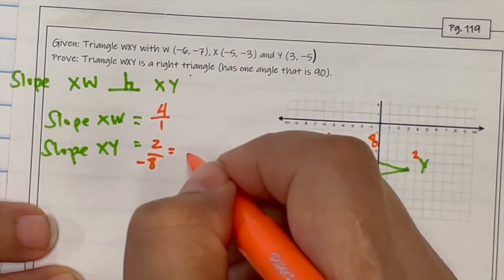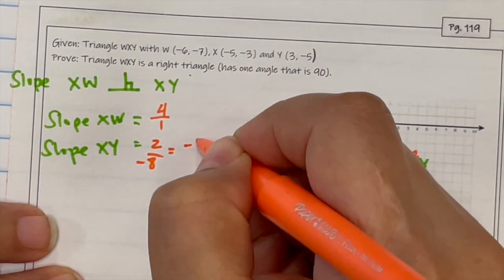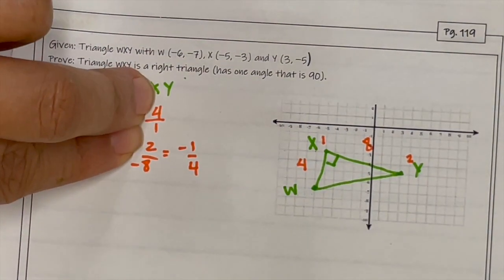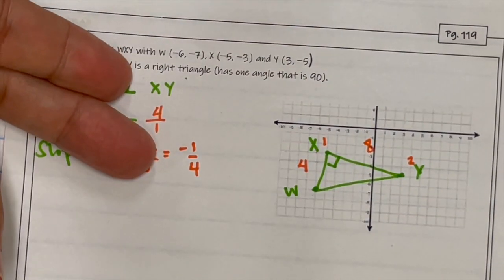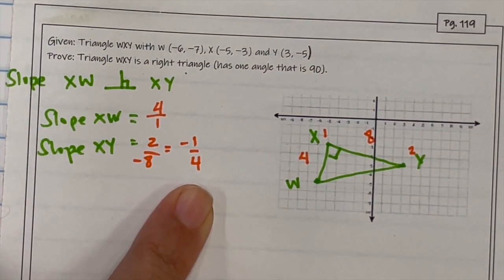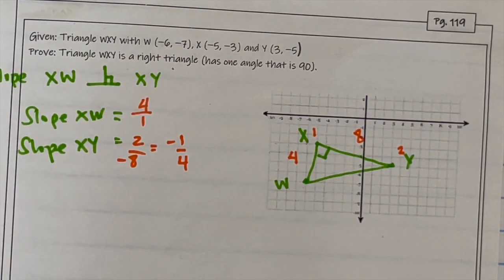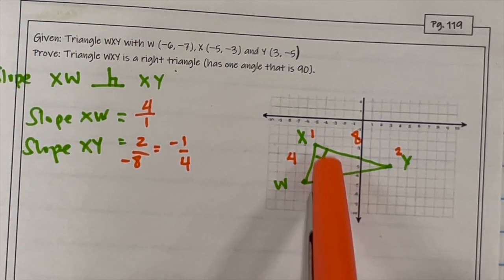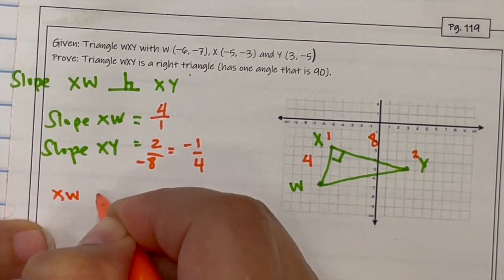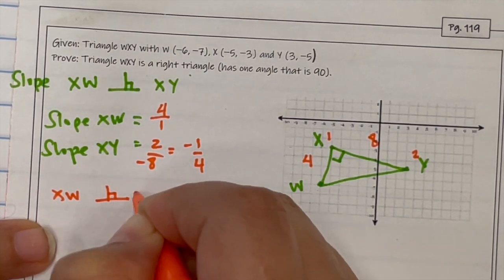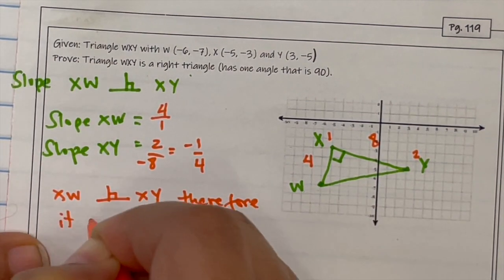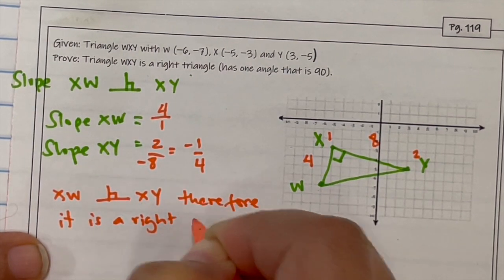So if I simplify this, and you just put this right up in the calculator, it's going to give you -1 over 4. So the question is, are these two reciprocals? So let's take the top one. If I flip it, it's going to be 1 over 4. Change the sign, it's going to be negative. Is -1/4 the same thing I have here? It is. So these are reciprocals of one another, which means that this is a 90-degree angle. So here's the concluding sentence. XW is perpendicular to XY. Therefore, it is a right triangle.